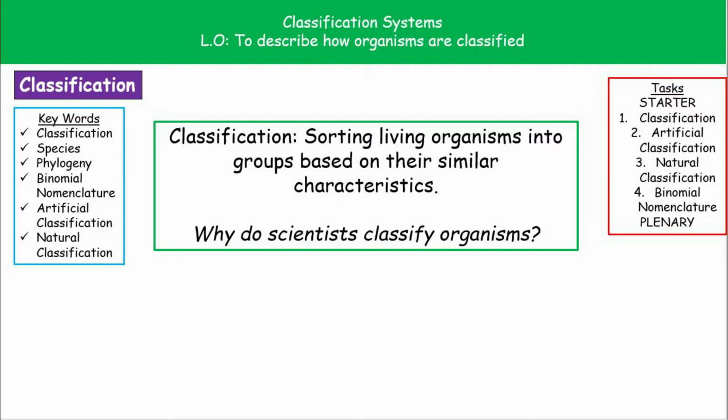When it comes to the definition for classification, what we hopefully have got is the one on the screen here. That classification is where we're sorting living organisms into groups based on their similar characteristics. So make sure you've got that definition written down if yours doesn't match it, and then see if you can suggest why it is that as scientists we classify organisms. What's the point behind us doing that?